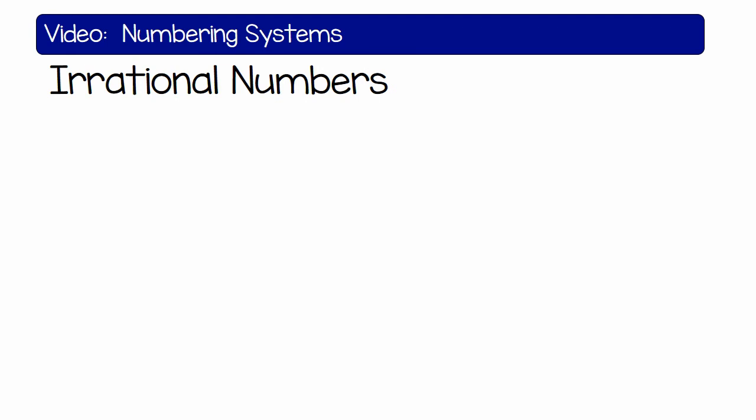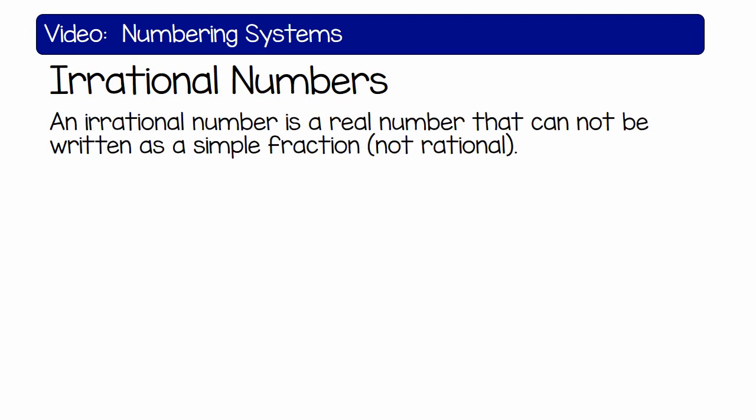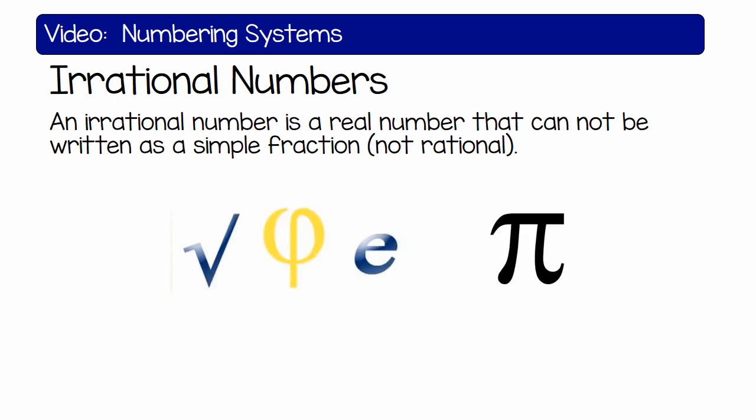Then came the set of irrational numbers. An irrational number is a real number that cannot be written as a simple fraction, so it's not rational. Pi, square root, are two examples that we are very common with, or e. An irrational number could be the square root of 19, which is approximately 4.35889, and continued. Rational numbers, 0.5, can be written as 1/2.